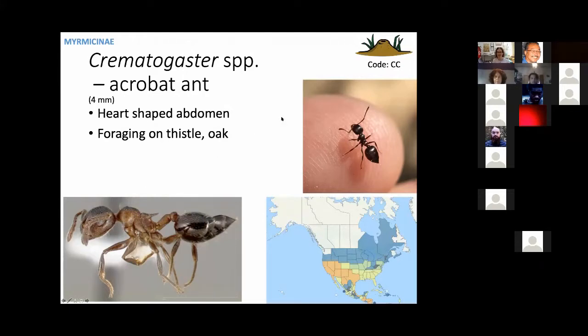Awesome. So the other thing I didn't mention yet is that if you learn how to identify some of these ants, whenever you travel somewhere else, you'll see some familiar faces.